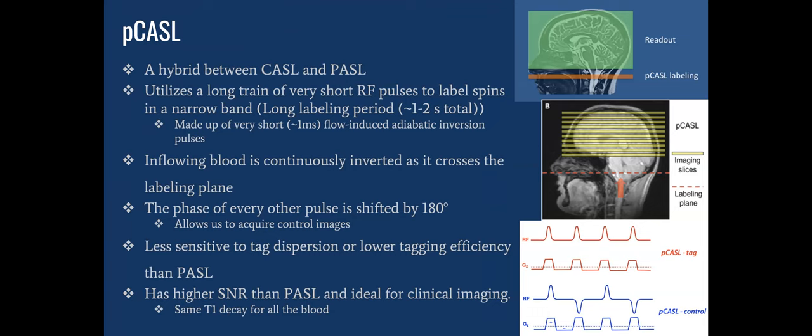This allows us to acquire control images, and it's less sensitive to tag dispersion than the pulsed ASL, or it has a lower tagging efficiency than the pulsed ASL. However, it has a higher SNR than pulsed ASL and is ideal for clinical imaging.